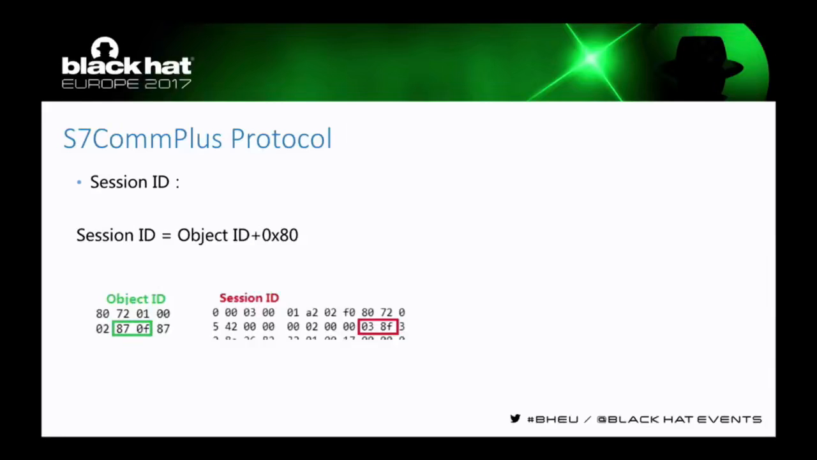Now we are going to talk about the session ID. We just said that the session ID is in the second connection request packet and the function packet, and they are different in each packet. The session ID can be calculated from the object ID. The object ID is a random value generated by the PLC in the first connection response packet. Using this formula, we can get the session ID.